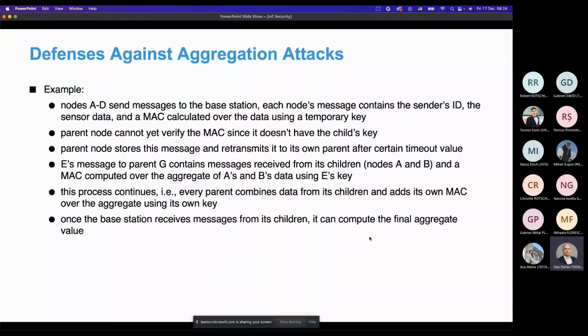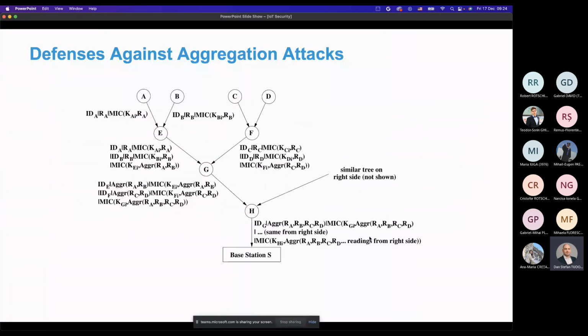So you have an example here. You have 4 nodes, and let's go to maybe this scheme here because it shows better what I'm talking about. You have these 4 nodes, A, B, C, D, and they are sending messages to the base station in a network structured as a tree. The messages need to travel from A, B, C, D through the network to this base station S here.